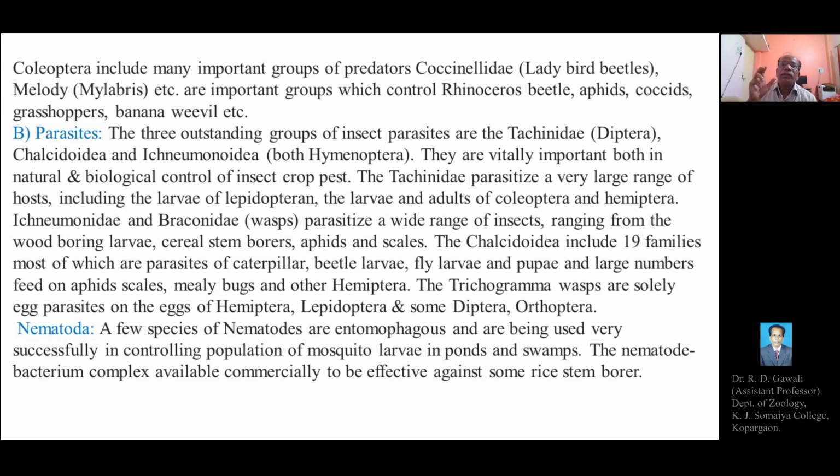With the study of these two groups, Diptera and Hymenoptera, we can recognize the natural enemies of the different types of crop pests or insect pests of a variety of crops, and we can culture them, rear them on a large scale, and then use them as equipment for the biological control of these insect pests.